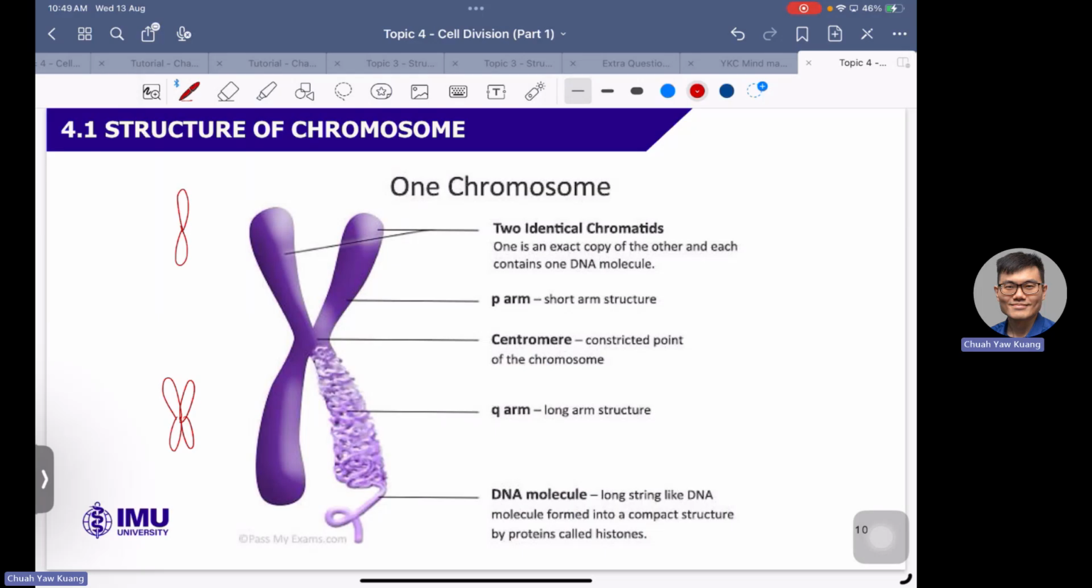Okay, so I think you all know replication. You learn about the cell cycle. In the cell cycle, there will be G1 phase, S phase, and G2 phase. Okay, and in the S phase, replication of the DNA occurs. This is what you have learned in secondary school. In other words, this is one strand of the DNA. We have 46 strands of this DNA.